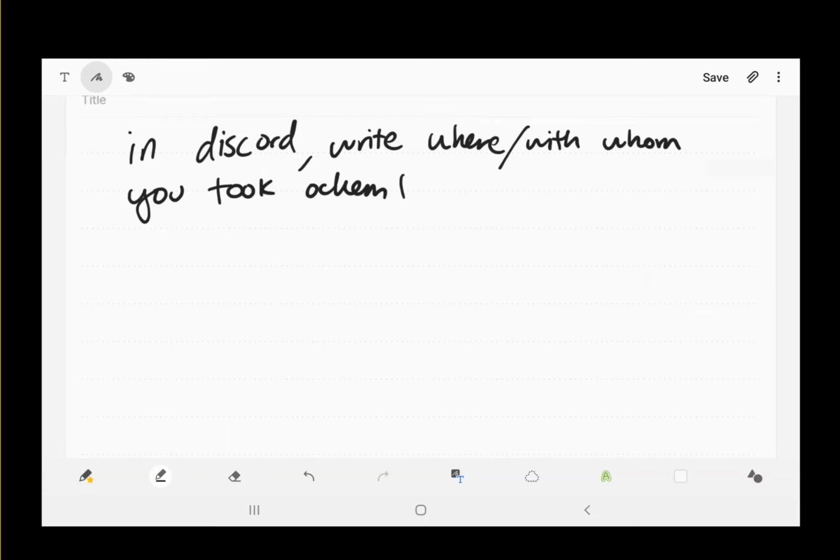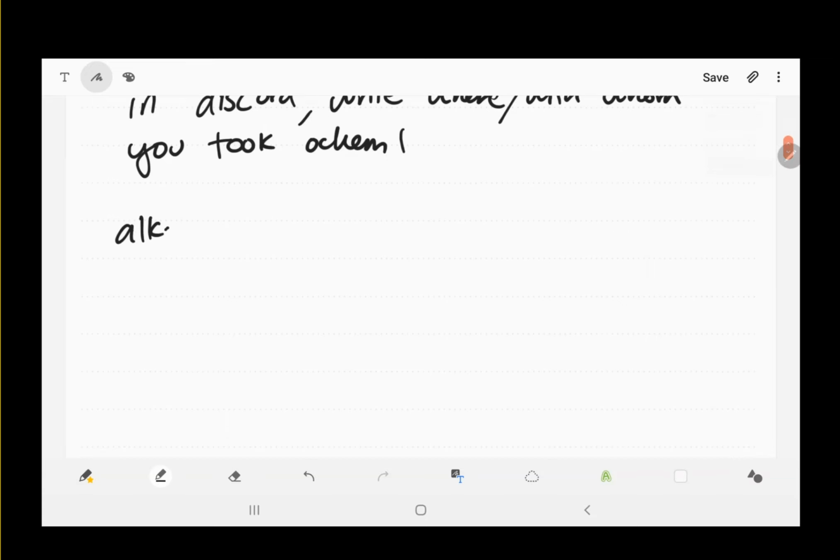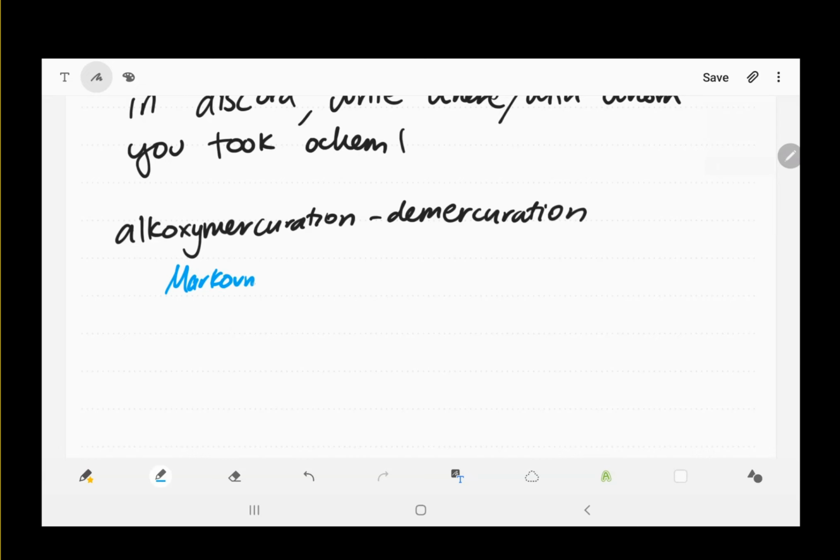Reaction set of alkoxymercuration-demercuriation. So if you remember, this was a Markovnikov addition to an alkene, which produces an ether. So it is still a valuable way of producing ethers.